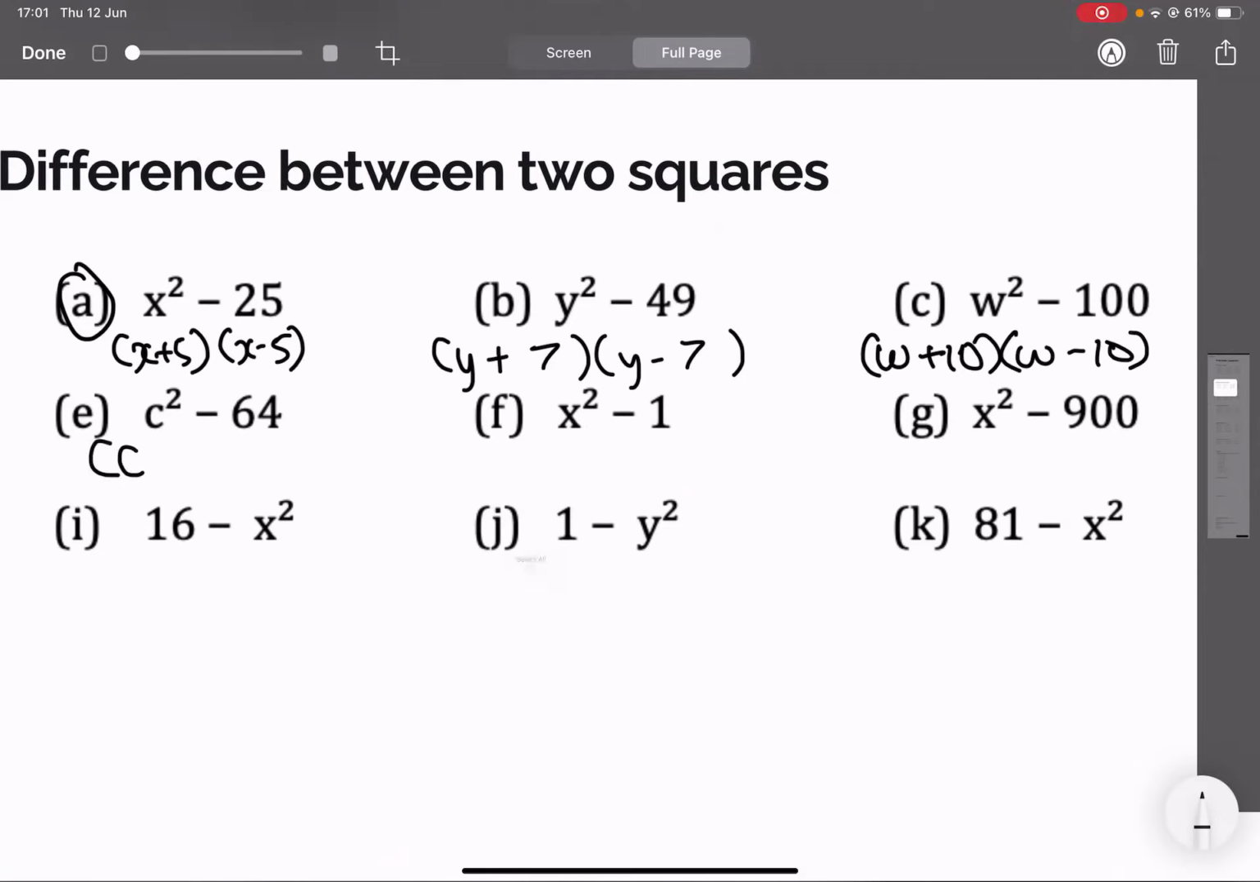Next one. C plus 9. A, close. 8. Good. Well done. Perfect.